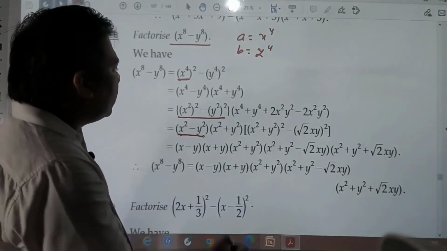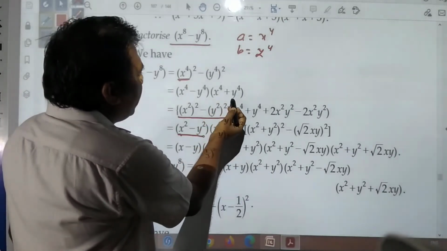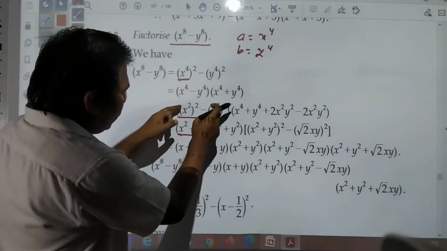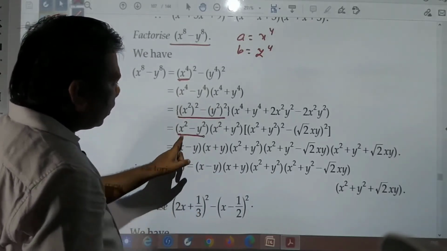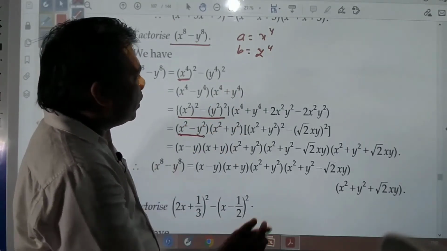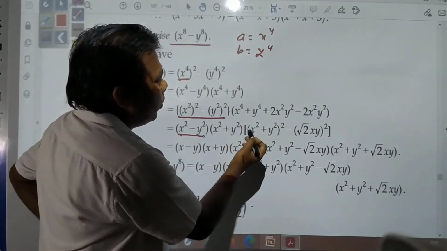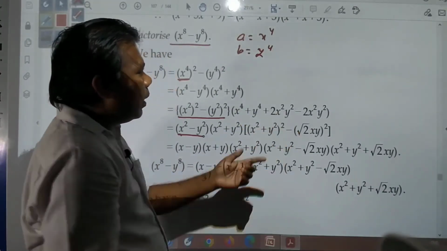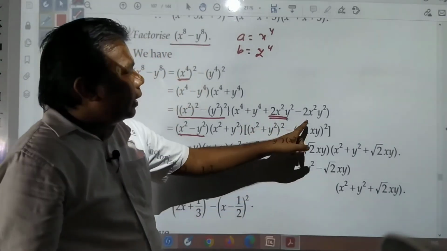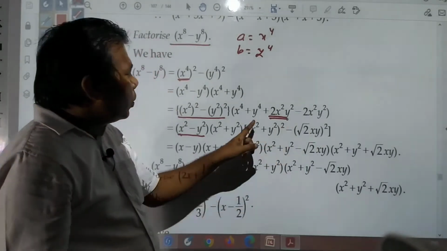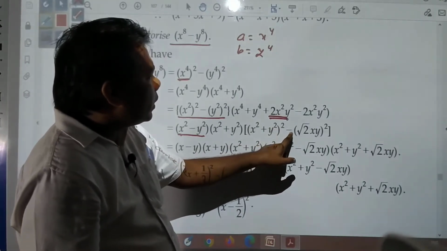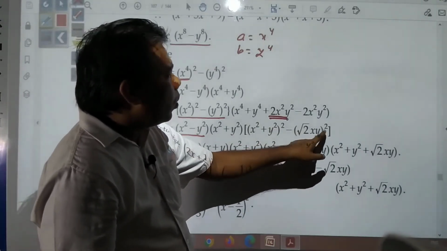And this side you see what you are getting, x to the power 4 plus y to the power 4. This x to the power 4 minus y to the power 4 you have factorized, you have reduced, and you have got this term. If you are reducing x to the power 4 plus y to the power 4, what will you get? x to the power 4 plus y to the power 4 plus 2x square y square. To get the formula we have written this, again this has been added and this is required to be subtracted also. So you have got x square plus y square whole square minus root under 2 xy whole square.